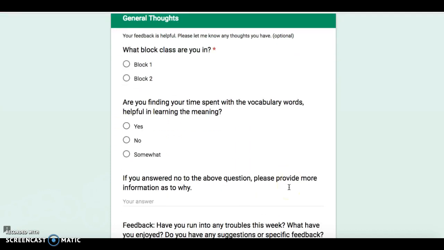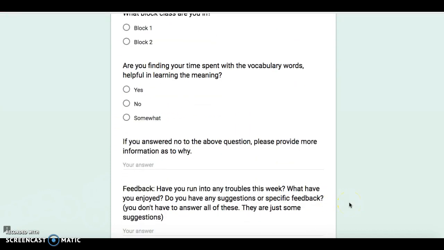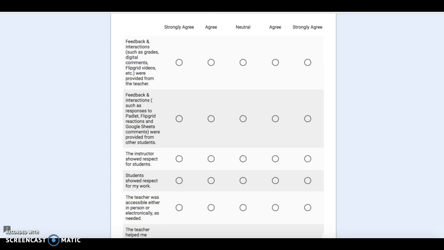And I also like how they get some input, so some students might not like asking in person and would rather type it to you. So I like how you have both of those different options where students can provide their own feedback to you.